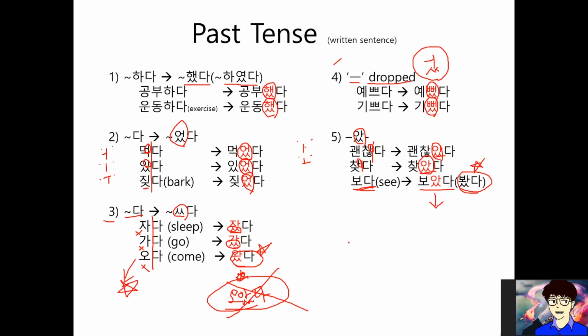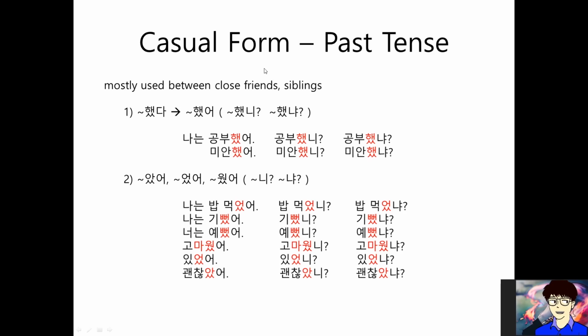So these are past tense variations in written sentence form. Okay? Then let's move to past tense in spoken sentence. So casual form. Well, casual form is really simple. We've already learned the past tense in written sentence form, right? blah blah 했다 is changed like blah blah 했어. And when you want to make a question, blah blah 했니? Or blah blah 했냐? Like that.